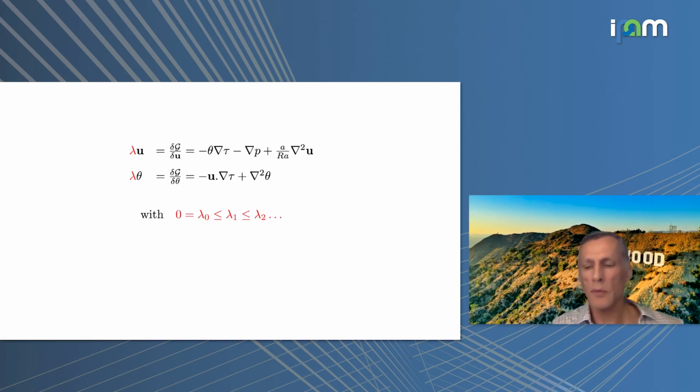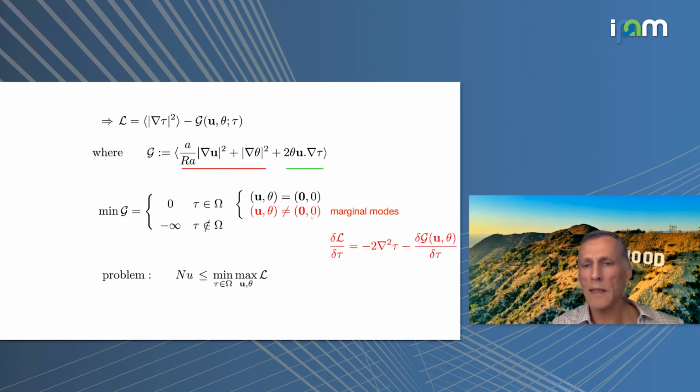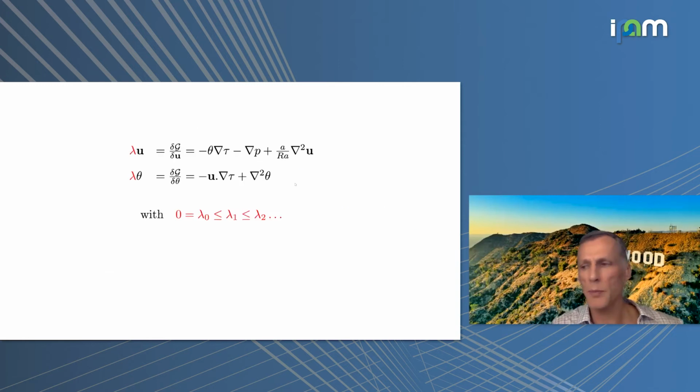Okay, well, it all actually boils down to this spectral problem here. And this is the crucial thing. This is basically the spectral constraint. And what I need to do is find marginal modes which satisfy this as a function of tau.